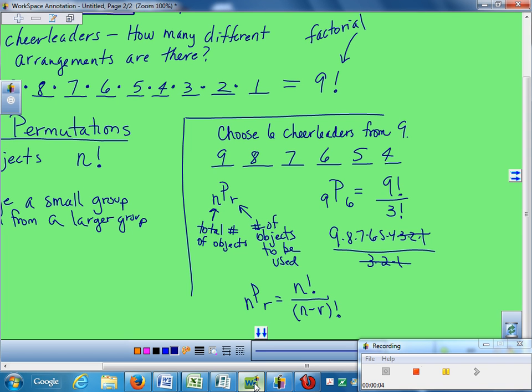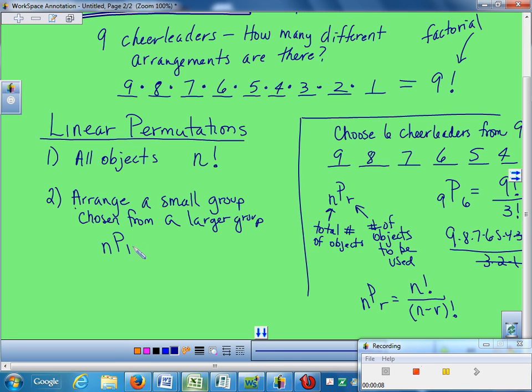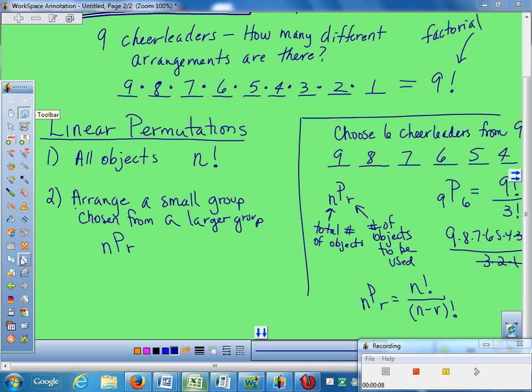To do it, you're choosing a large group, or a small group chosen from a larger group. As far as method, you're going to write down, oh, I do that by using the nPr notation. That's two methods. Okay. I love number 3. Number 3 is one of my favorites.